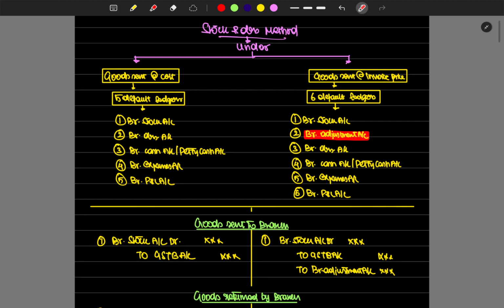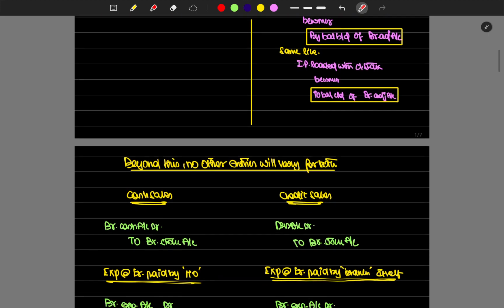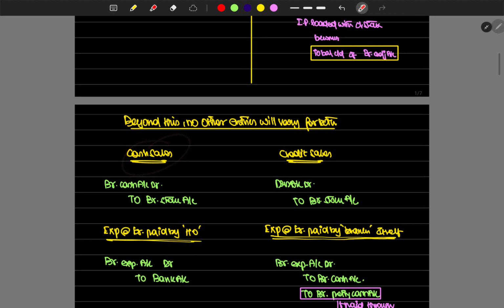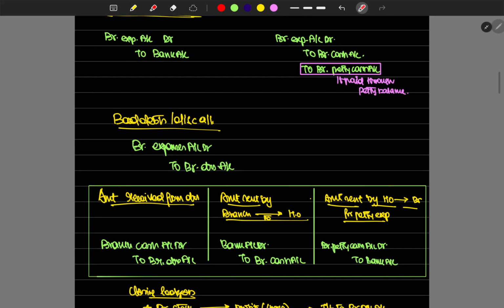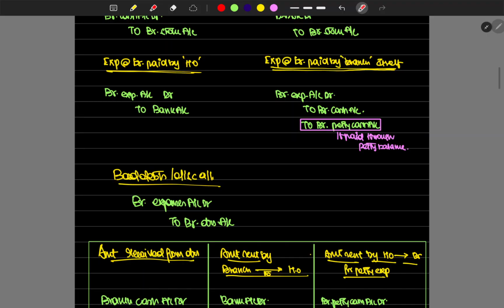Other than that, for cash sales, our stock reduces and branch cash increases. For credit sales, our debtors increase and stock decreases. If expenses are paid by the head office, the bank account reduces and our expenses increase. If expenses are paid by the branch itself, then branch expenses increase and the branch cash account decreases. If petty cash is used to pay expenses, then the petty cash balance will reduce, so we have to credit the petty cash balance.